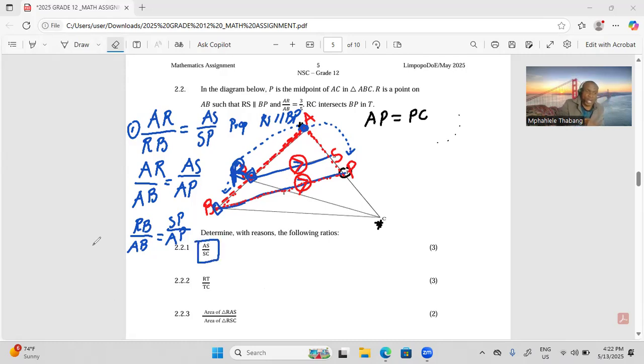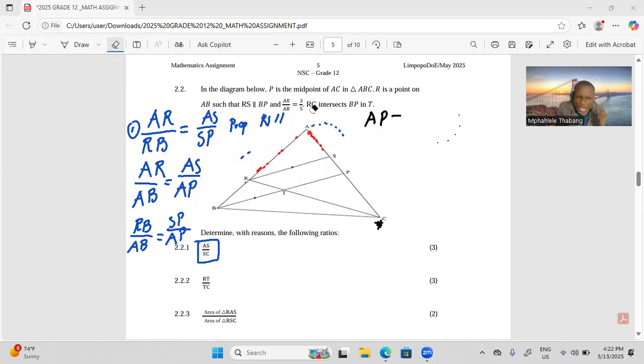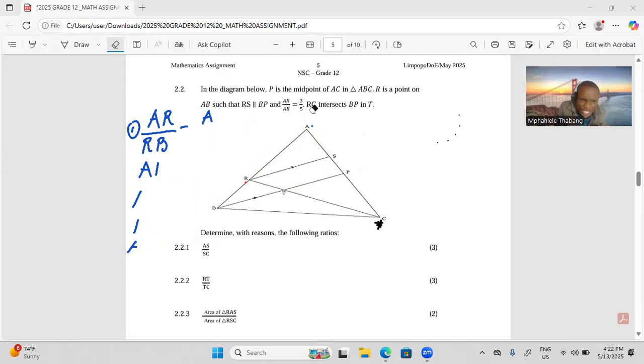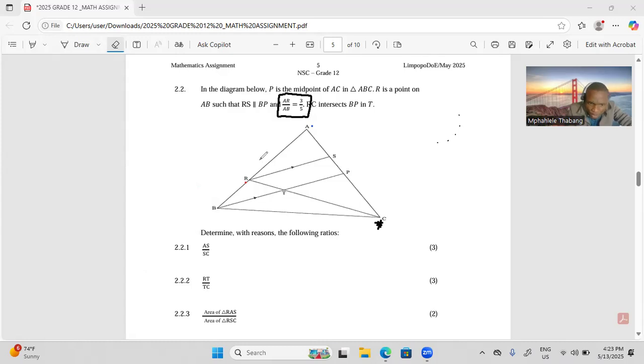Okay? I want to find AS over SC, but before we even calculate this AS over SC, it is very important to look at the information which the examiner has provided, because the information which has been provided is a guideline on how you solve the problem. Take the information which is provided into account. So we are told here that AR over AB equals 3 over 5.